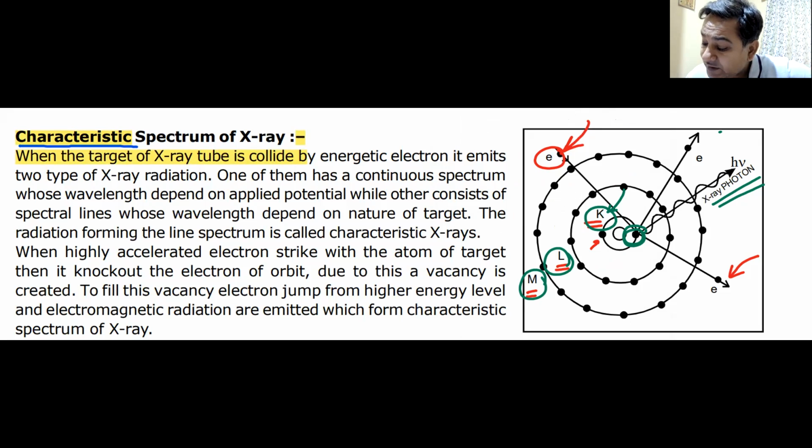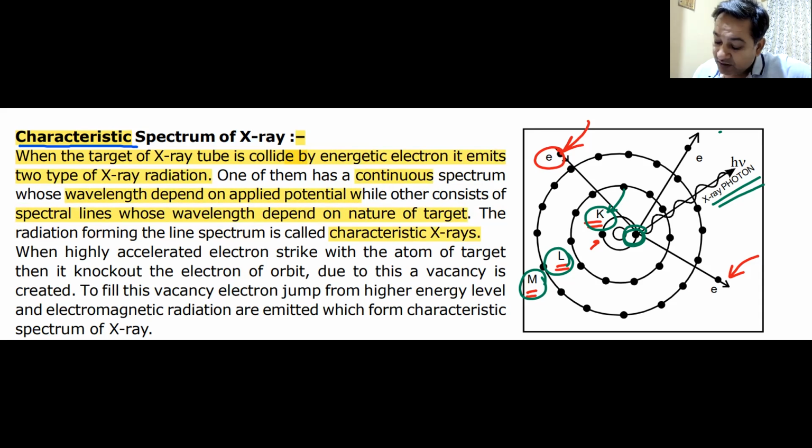So when the target is struck by electrons, two types of radiations are emitted. One of these is a continuous spectrum. We have already seen that, whose wavelength only depends on the potential, while the other consists of spectral lines whose wavelength depend on the nature of the target. Do we understand this? Yes, sir. This radiation is known as characteristic X-rays. Do we understand this?